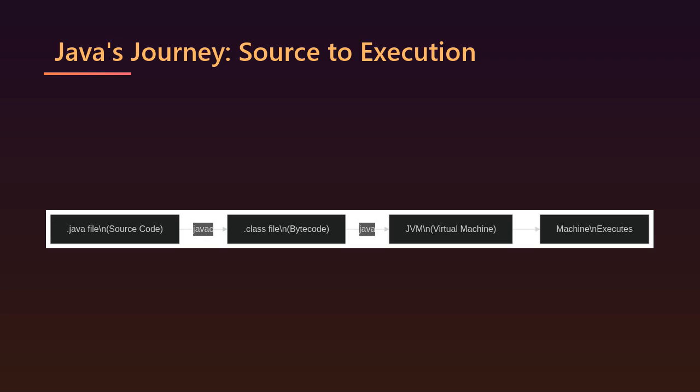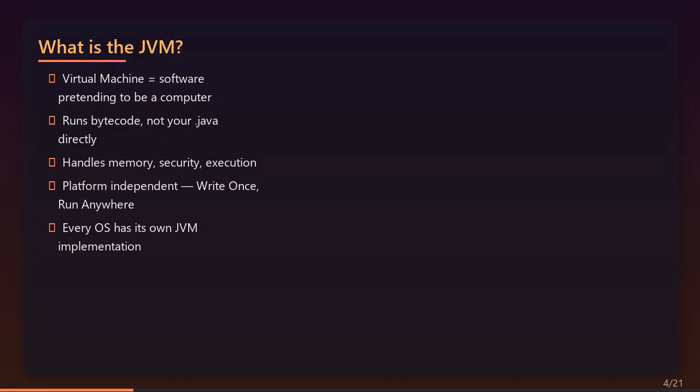Here's the journey. You write a .java file. The Java compiler, javac, converts it into a .class file, that's bytecode. Bytecode is not machine code, your CPU can't run it directly. That's where the JVM comes in. The Java virtual machine reads this bytecode and either interprets it or compiles it to native code on the fly. This is why Java is platform independent. You write code once, the JVM handles the platform-specific stuff. Write once, run anywhere.